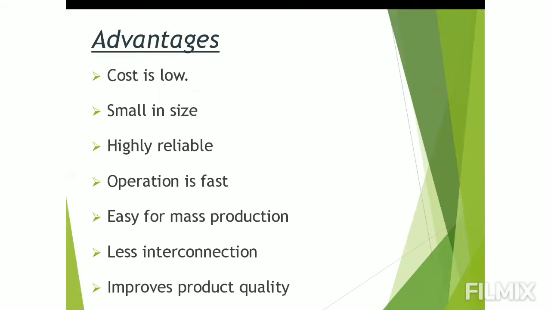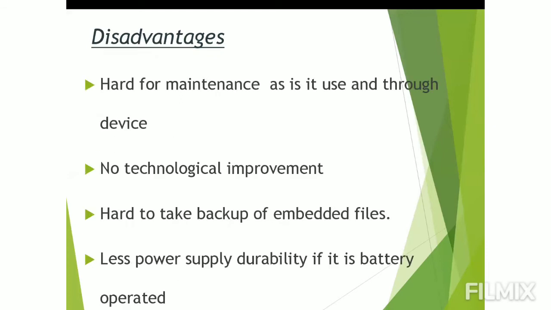Now we will discuss different advantages of embedded systems. The first advantage is that cost is low, size is small, and they are highly reliable in nature. Operation of an embedded system is very fast. The next advantages are ease of mass production, less interconnection, and the last one is that it improves product quality.